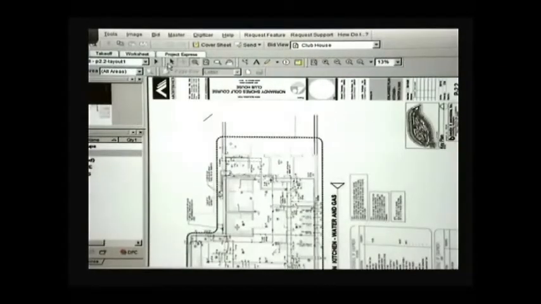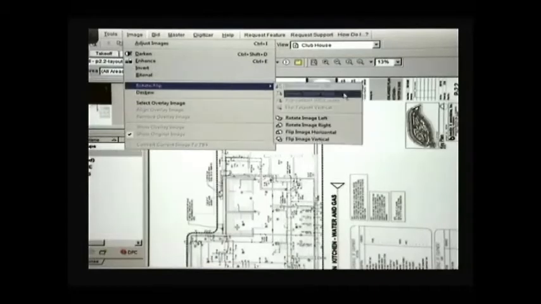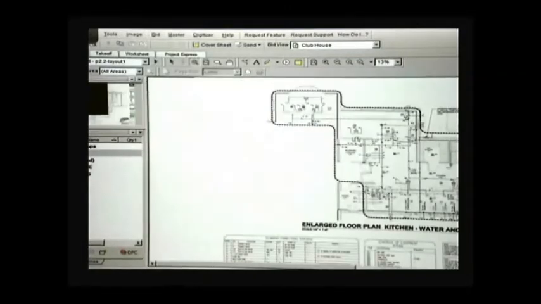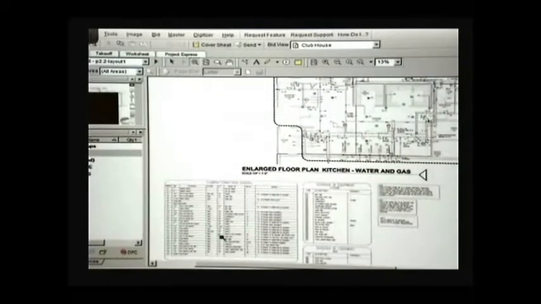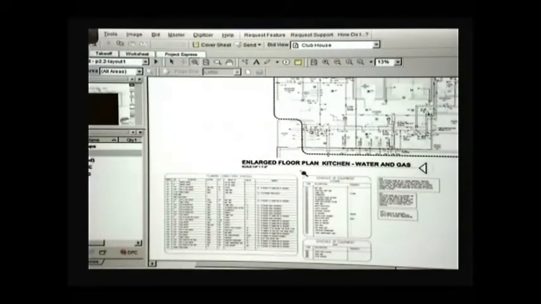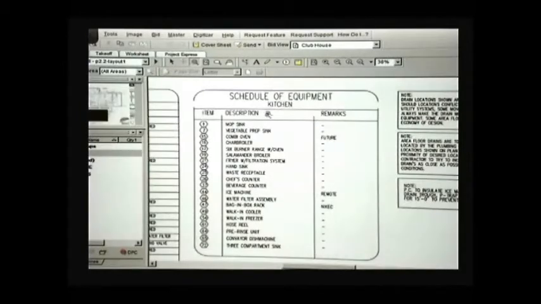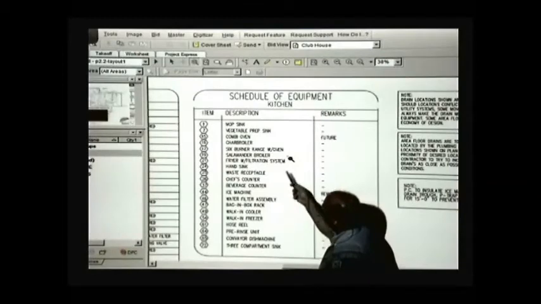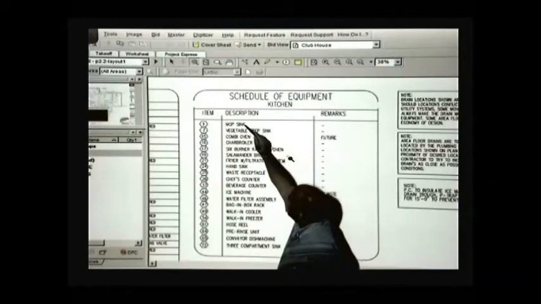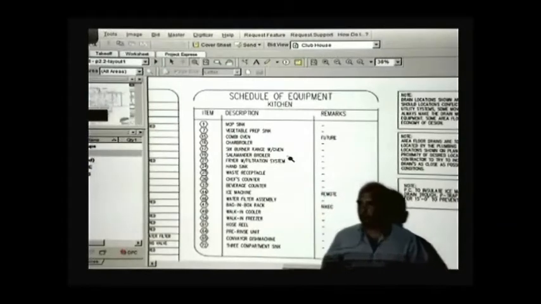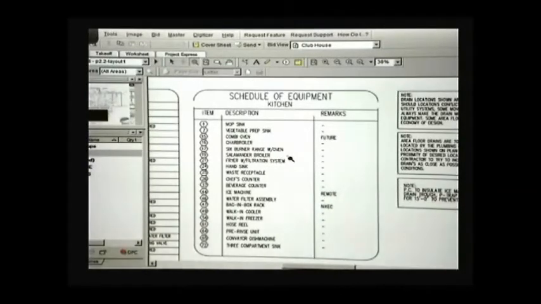This is another one. This goes to kitchen water, and then it has a list of equipment. So you have mop sink, vegetable preparation sink, combination oven. This is also useful because you can think about what type of utilities you need. Every time you see sink, most likely you will have at least cold water and then a drain point. So that's something to consider and go check.